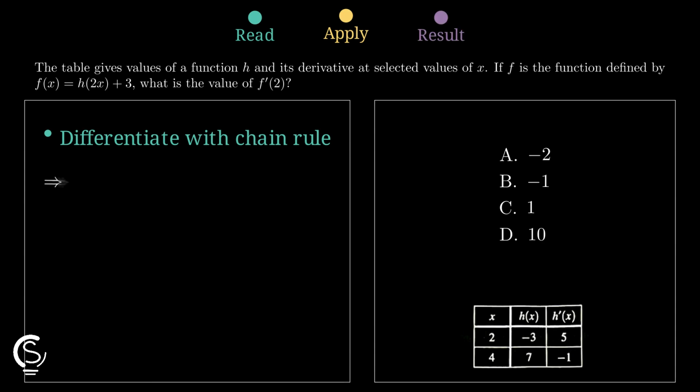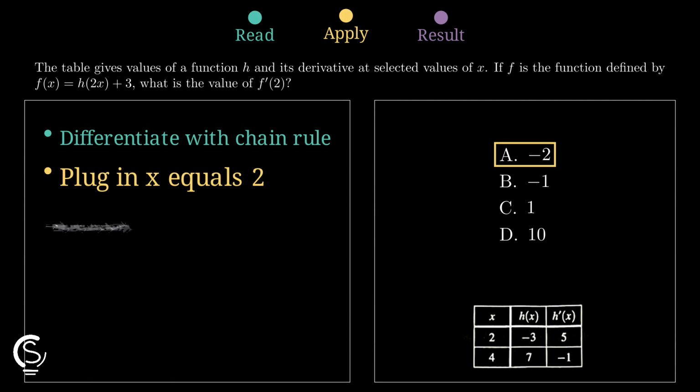From the table, h prime of 4 is negative 1, so f prime of 2 equals 2 times negative 1, which is negative 2.